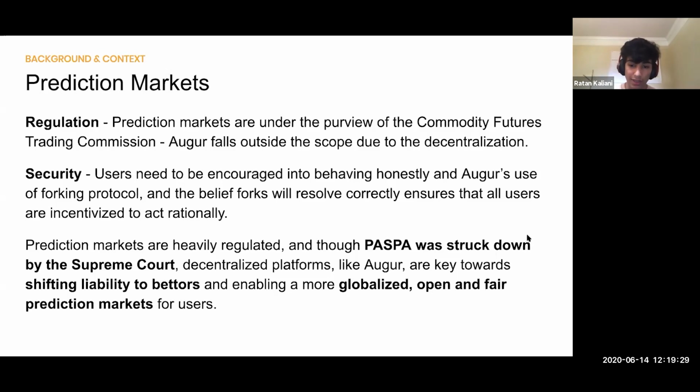And so we really see Augur as a way to expand prediction markets into a globalized, open, and fair platform for users. And this is really accomplished, and this is their main innovation, through the decentralized Oracle and reporting aspect of their platform.